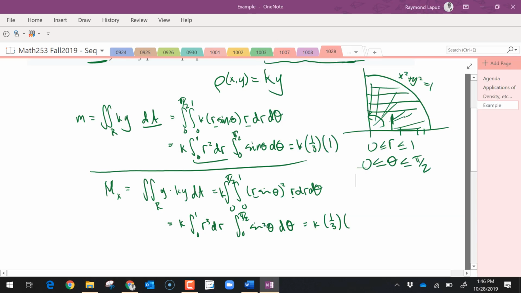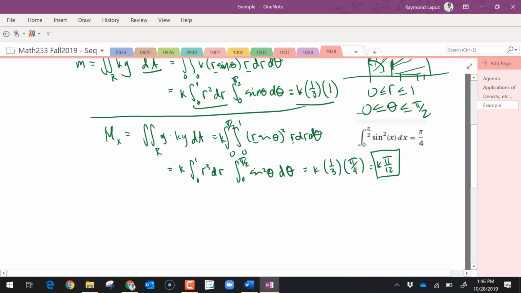Okay, just so in my notes, I'm not saying that I'm doing this in my head. So this is k pi over 12. So we got k over 3 for the first one and k pi over 12 for the mx, my.